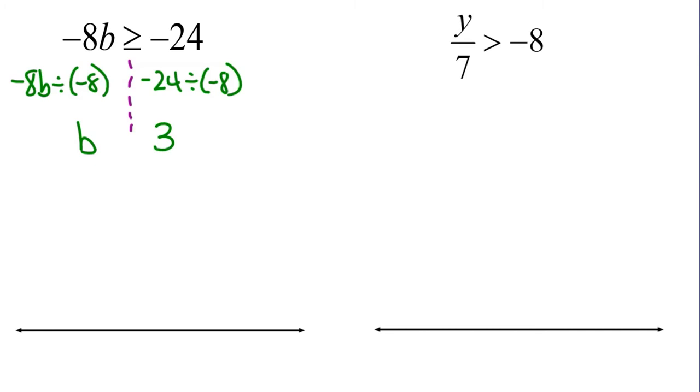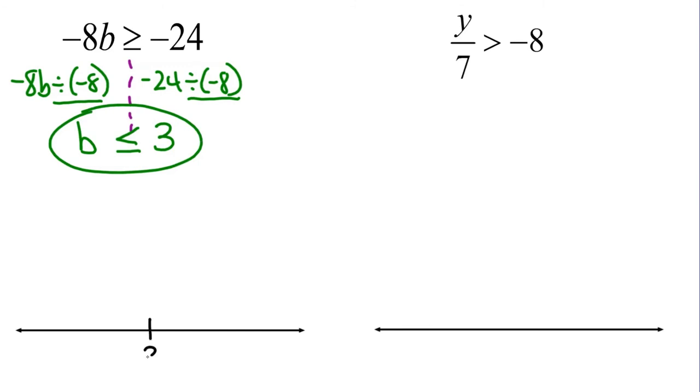So now the decision, keep or flip. Is this going to stay greater than or equal to, or is it going to flip to less than or equal to? Well, again, if I look at what I did to both sides of this inequality, I divided both sides by a negative number. That is a flip scenario. So b is less than or equal to 3.